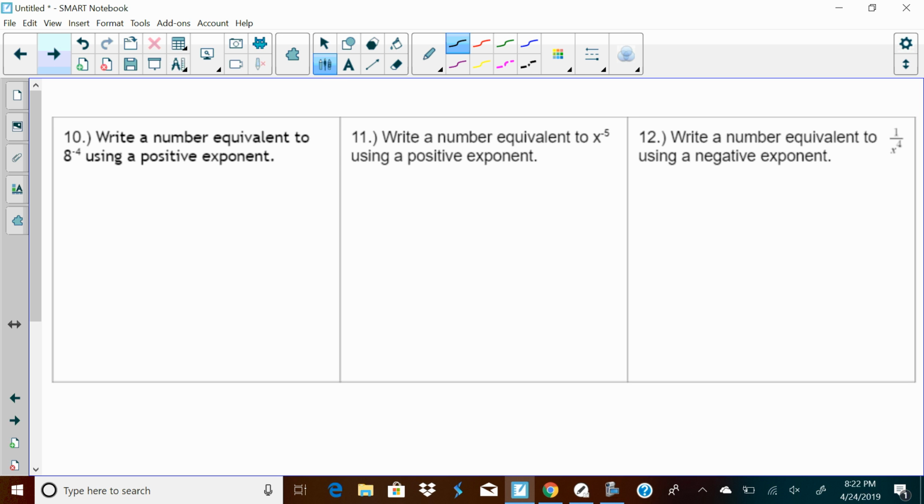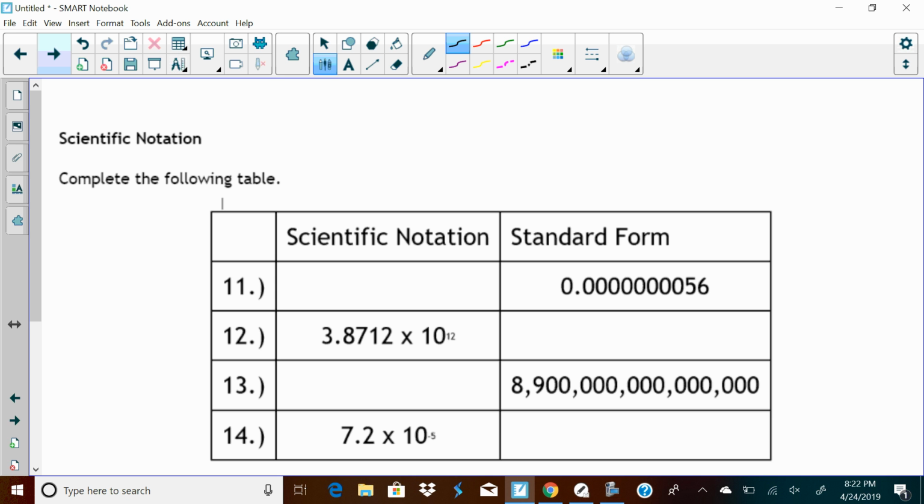Problem 10, write a number equivalent to 8 to the -4th power using a positive exponent. So we would write it as 1 over 8 to the 4th power. 11, write a number equivalent to x to the -5 using a positive exponent, 1 over x to the 5th power. And 12, write a number equivalent to 1 over x to the 4th using a negative exponent. So x to the -4th.